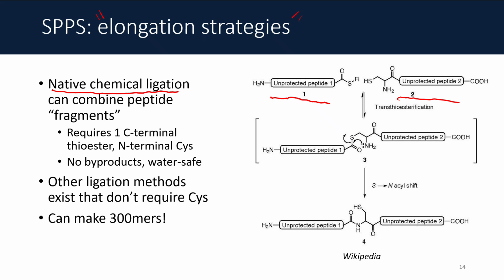But your first peptide, you're going to build it off of a very special resin, a special solid support, so that when you do your cleavage reaction, you get a C-terminal thioester. We've seen thioesters a bunch. Biology uses these as good leaving groups. And you can do something pretty clever if you make sure your second peptide begins with a cysteine.